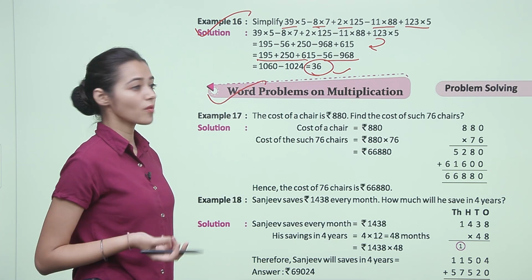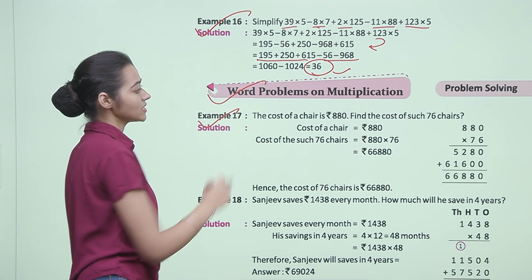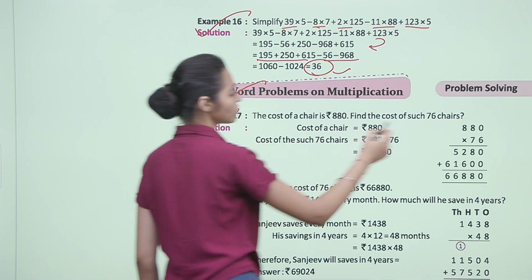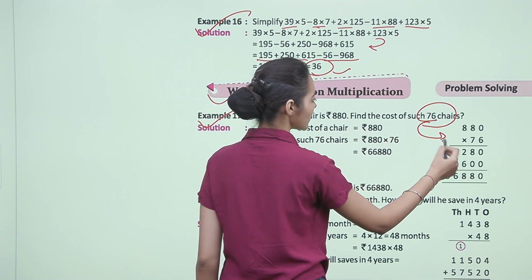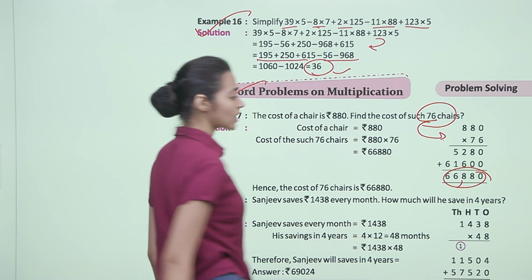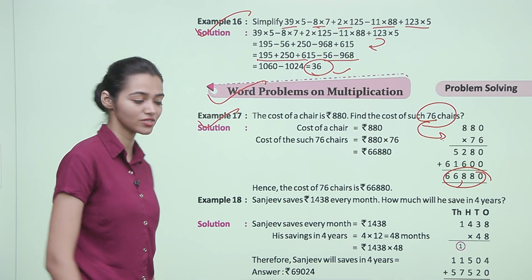Now let's look at the word problems on multiplication. In example number 70, the cost of a chair is this. We have to find the cost of 76 chairs. That means we will multiply it by 76, and 66,880 is the cost of 76 chairs.